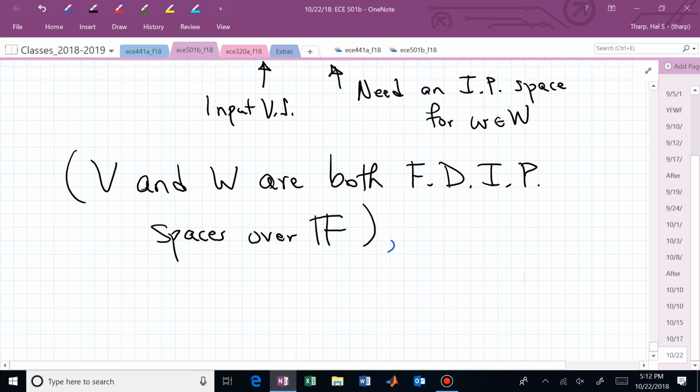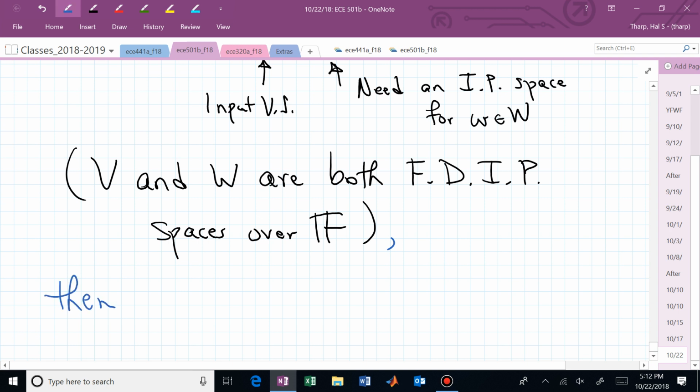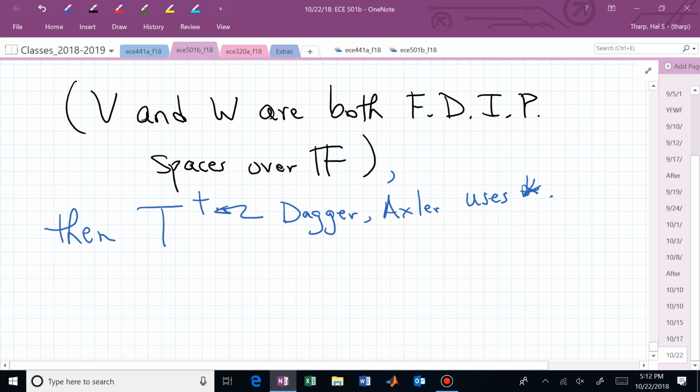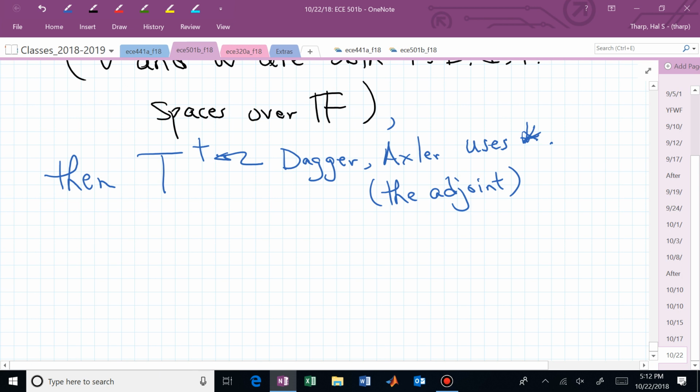Now we can say the other thing. Then, if we had a linear map T, then T dagger. This is now a new symbol, and it's a dagger. The textbook, Axler, actually uses the star, which I've used for my complex conjugates, so it may get a little confusing if you're jumping back between my notes and the book. But the dagger is what I will use for the adjoint. So this T dagger is a map from the original output vector space W to the original input vector space V.